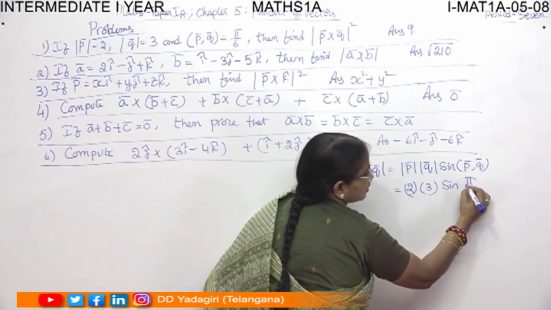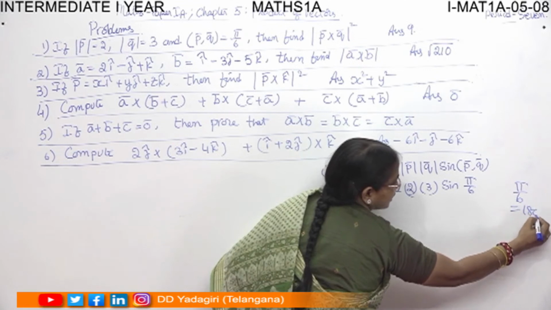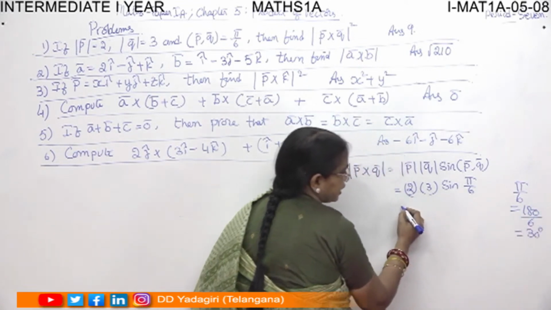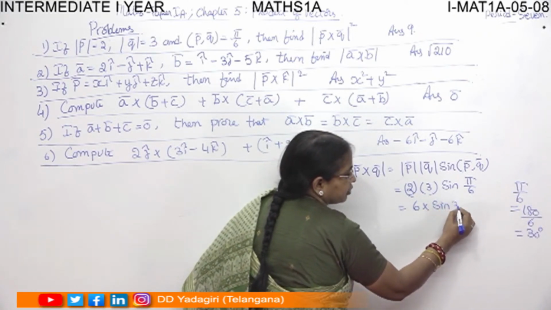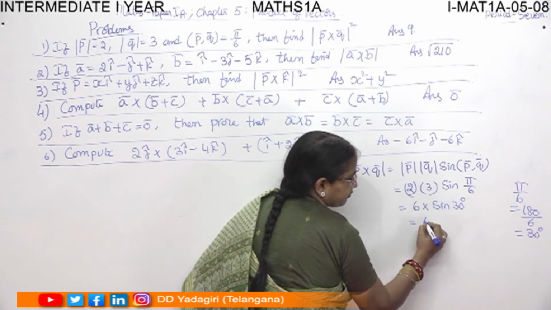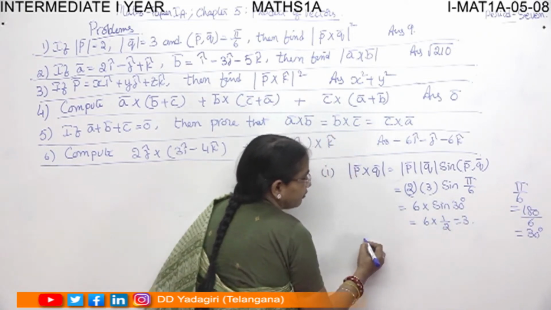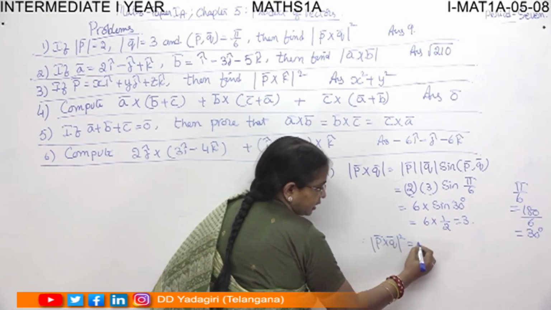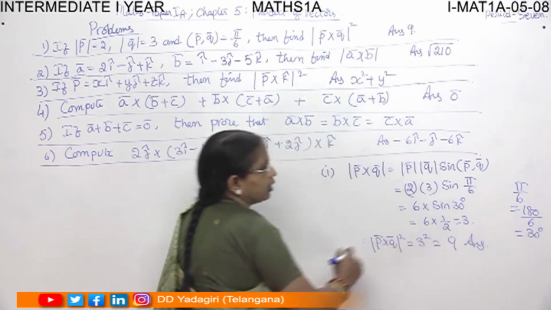Sine pi by 6. Pi by 6 means 180 by 6, that is 30 degrees. Sine 30 degrees. 3 twos are 6 into sine 30 degrees. What is sine 30? That is half. 6 into 1 by 2, that is 3. So now therefore mod of P cross Q whole square is equal to 3 square, that is 9. So that is how you do the problem.